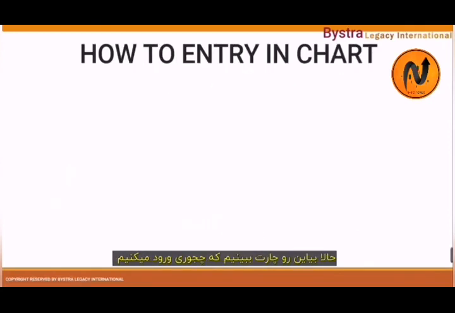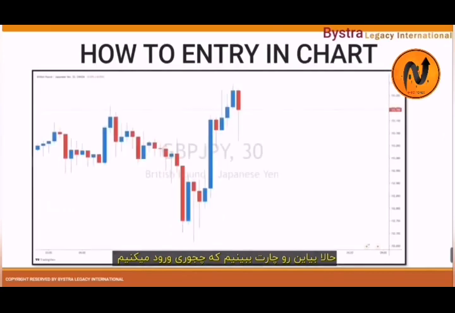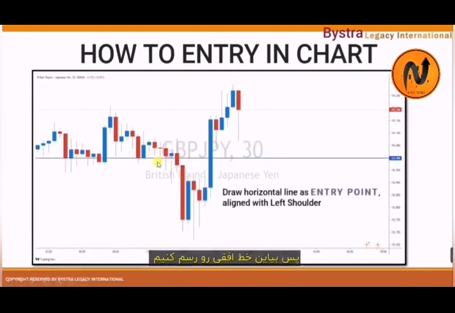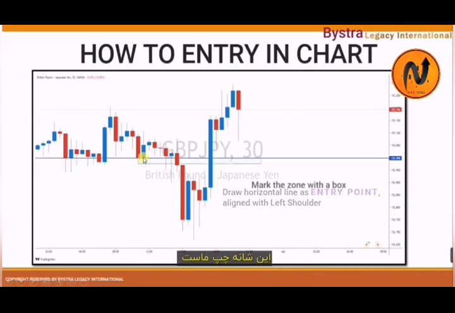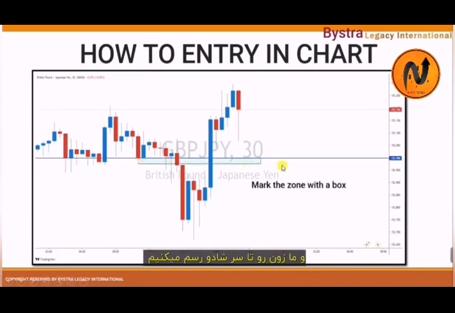Now let's look at how we enter in the chart. Here there is a pair, GBP JPY, on an M30 time frame. There's a QM pattern here. Let's mark the horizontal line as our entry point. This is our left shoulder, and then we mark the zone up to the wick, so it's easy for us to monitor.